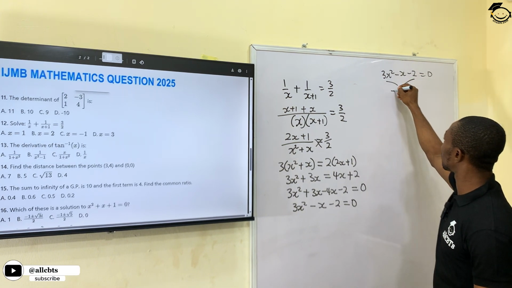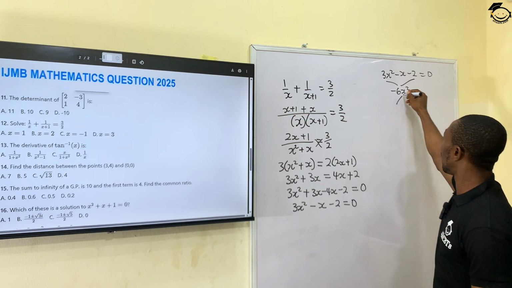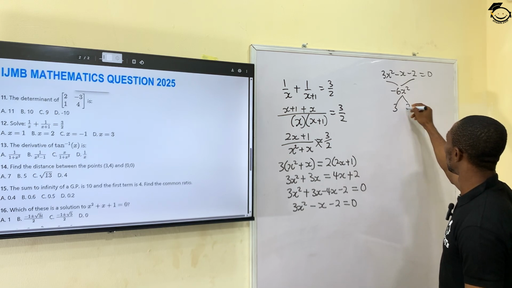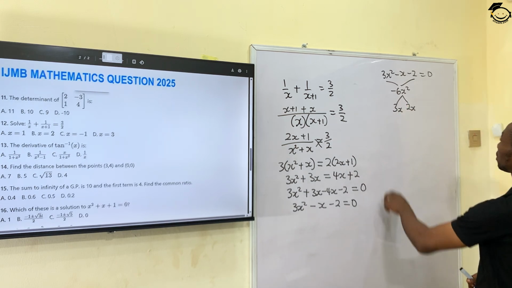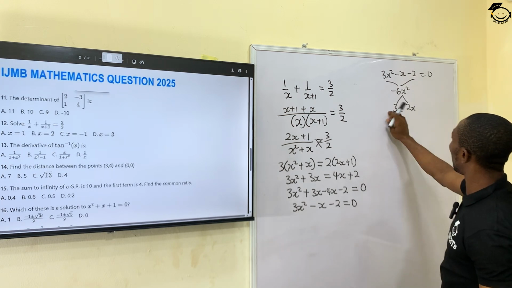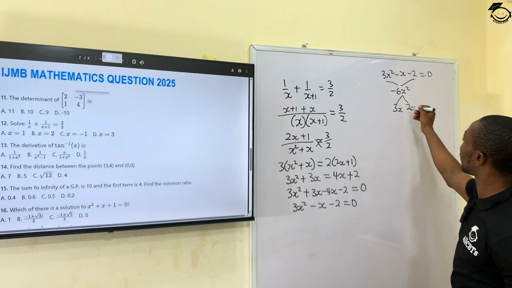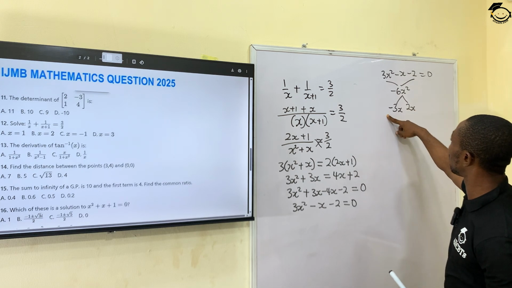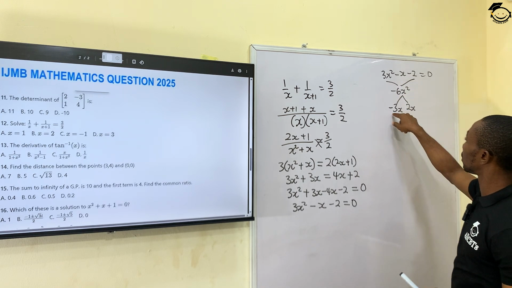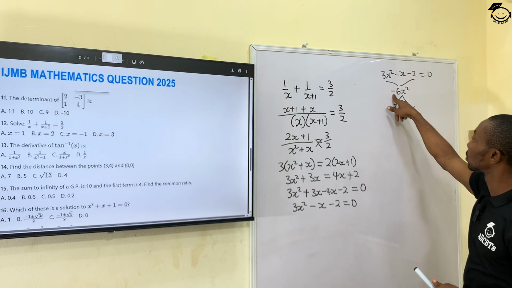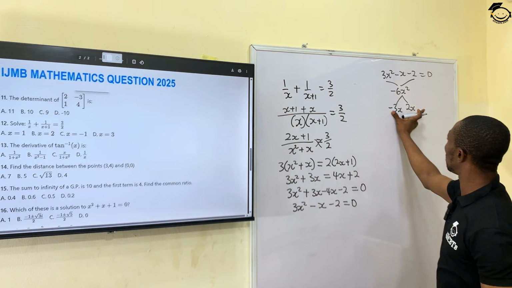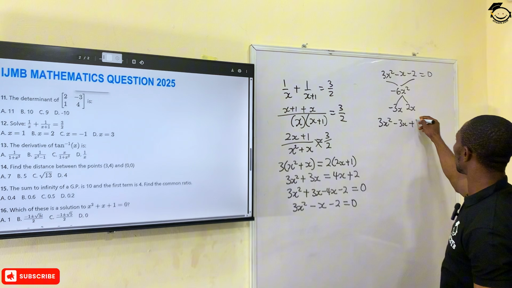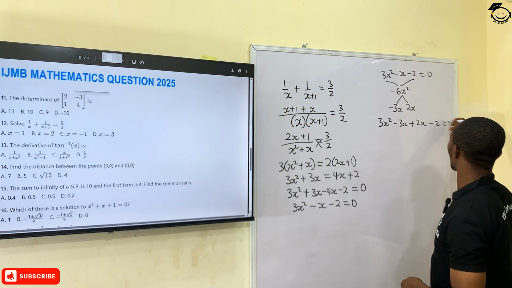This and this will give us minus 6x squared. And the factors of 6 that will give us 1 will be 3 and 2. Now, since this is a negative, one of them has to be a negative, so having our minus 3 as negative. Why? Because 2 minus 3 will give us a minus 1, and 3 times minus 2 will give us a minus 6. So inputting this, we're having 3x squared minus 3x plus 2x minus 2 equals 0.